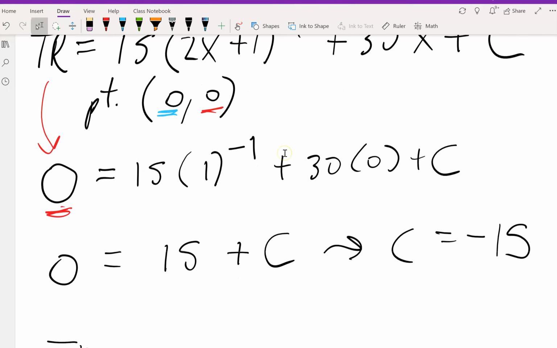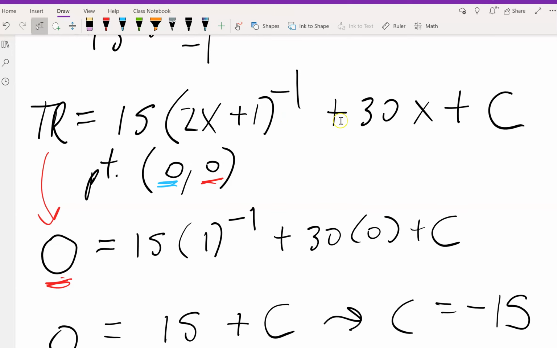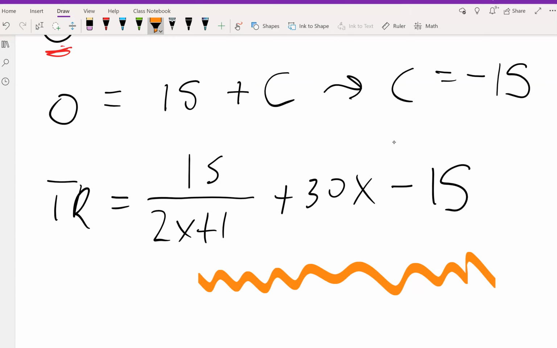So my total answer here that I'm looking for, if we put it all the way back to good shape, and negative means denominator, we have 15 over 2x plus 1. So that's that piece. 30x. And now I finally have the constant, minus 15. And there is my total revenue function I've been looking for. Now, if somebody wants me to predict the revenue, I can. All I got to do is plug in the units.